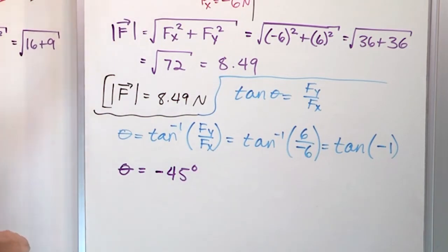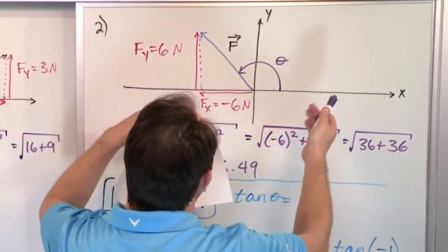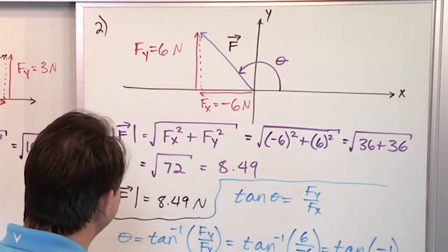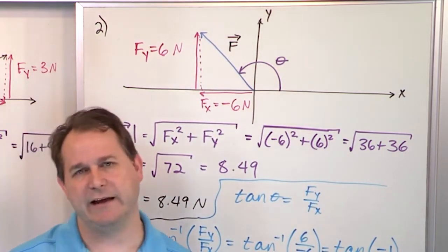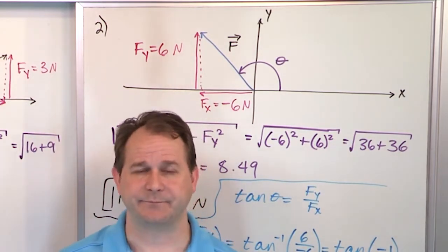Negative 45 degrees. Then I'm always telling you, take your angles that you get from the calculator and go back and look up here and say, does this make sense? And you look at that and you're like, what does that even mean? Well, you got to remember, the calculator is always going to give you angles back, measured from the x-axis.